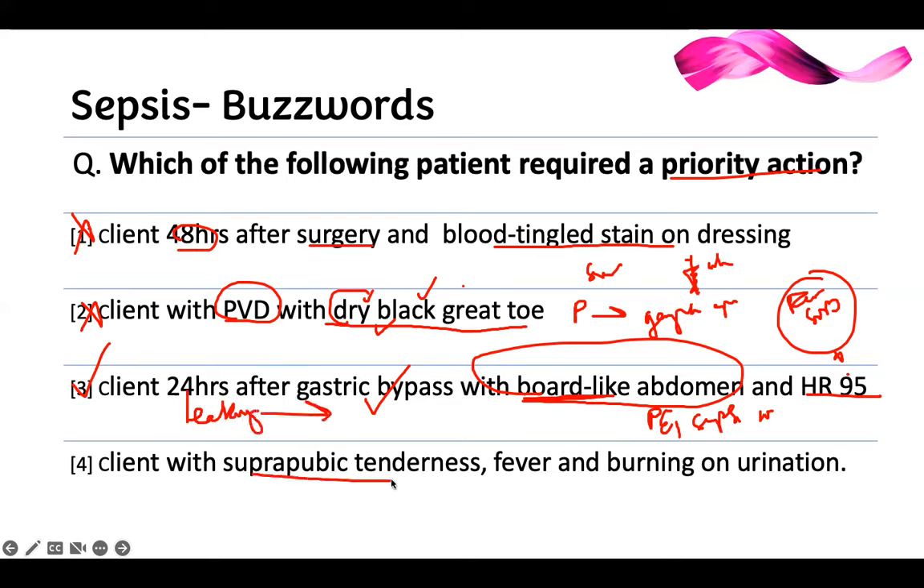A client with suprapubic tenderness, fever, and burning on urination. Okay, you have fever, you have suprapubic tenderness and burning. What do you think? This is also infection, right? Yes, UTI. Who is more dangerous? Who do you think is more sick? Somebody who's leaking stool into their belly is more important than somebody who has a UTI. Sometimes you have to apply your knowledge and content. Being sharp will help you focus and make a diagnosis. This is a sepsis. This is a sepsis. Who is more septic? This one, number 3. This guy, I'm not seeing him. We'll take care of you later, but this patient is leaking.